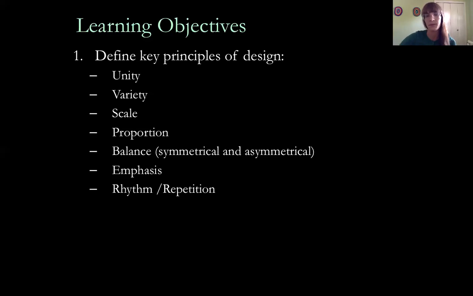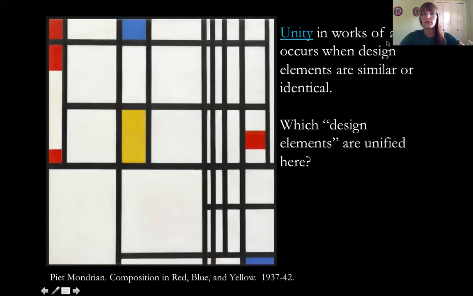or repetition. So we'll start with unity, and all of these definitions are overlapping with the ones in your book as well as the ones in the other PowerPoint that's posted. So unity in the work of art occurs when design elements are similar or identical. So that makes sense, right? Something is unified. So which design elements seem to be unified here?